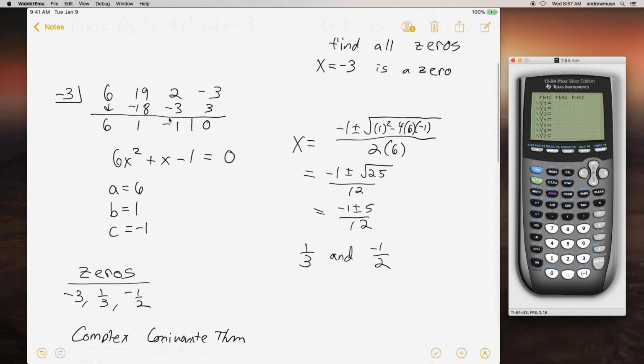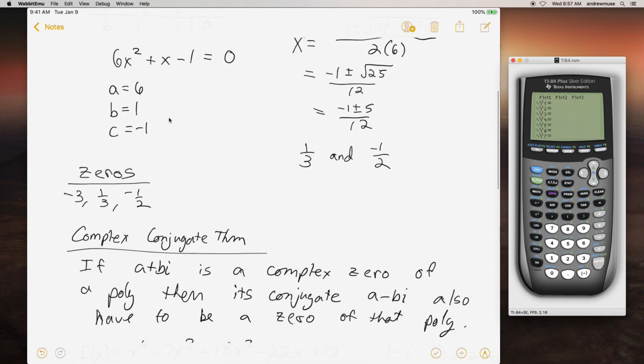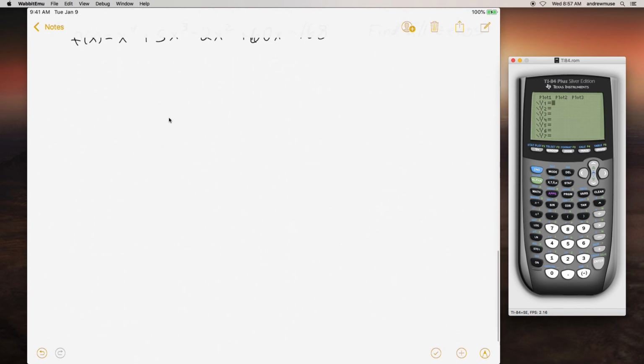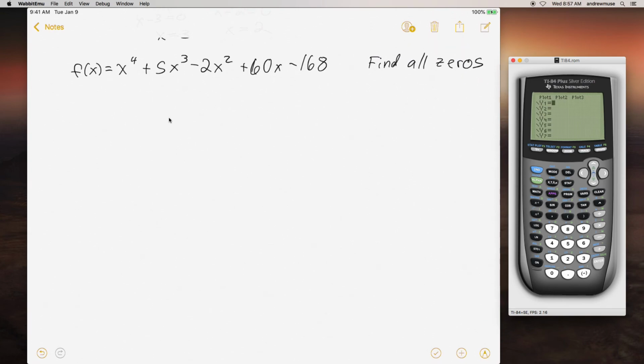This example up here, I had 1 zero. I took it down to a quadratic. So if we're at 4th degree, I need 2 zeros to take it down to a quadratic. So let's graph it first and look at it. We got x to the 4th plus 5x to the 3rd minus 2x squared plus 60x minus 168.